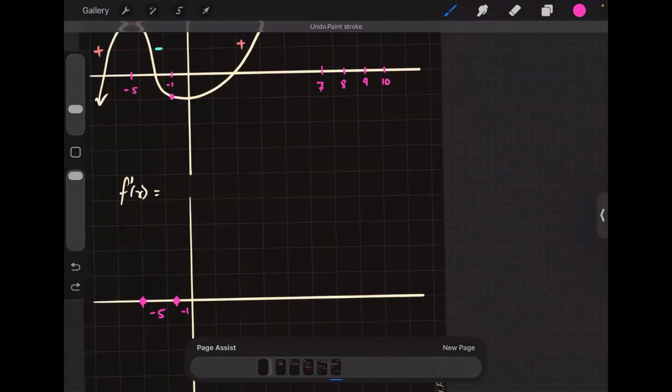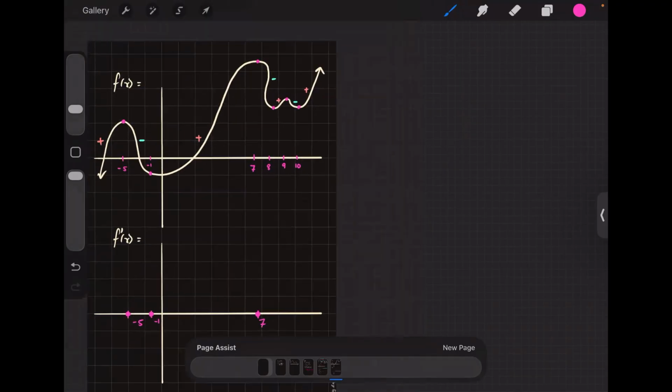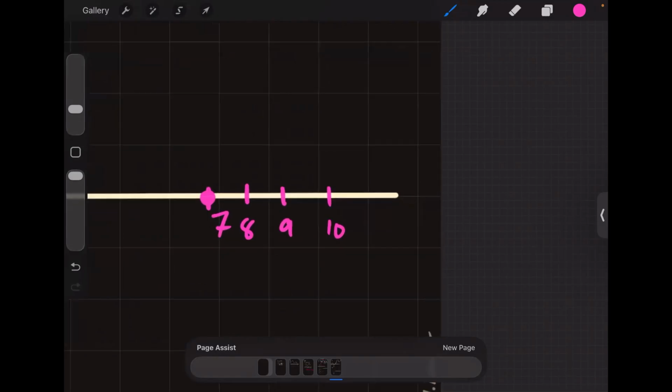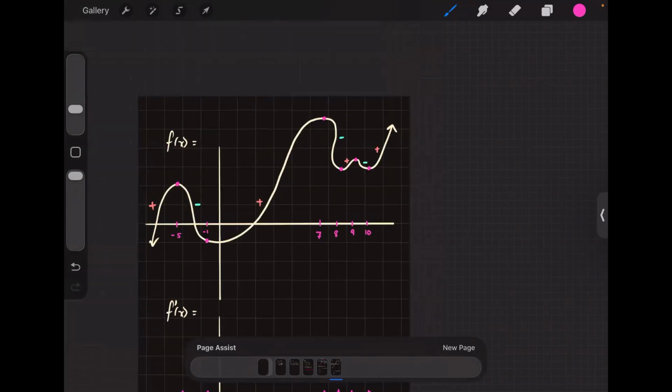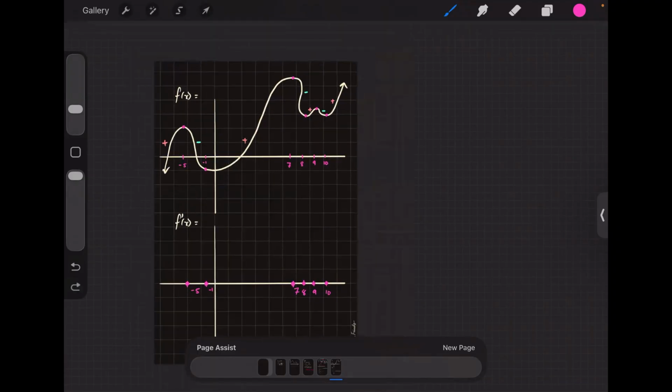At 7, slope is 0. So at 7, the derivative should hit 0. And then so on and so forth. So I'll do that for 8, 9, and 10, right? So 8, 9, and 10. Because the slope of the original function is 0, the derivative graph must also hit 0. Now is the easy part.